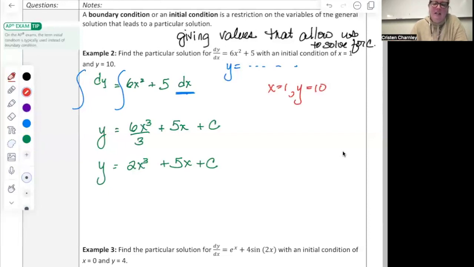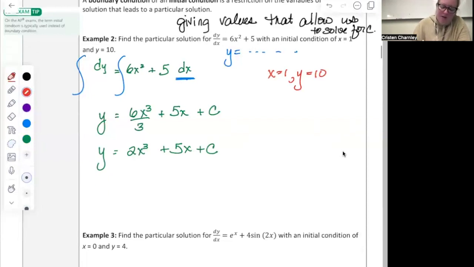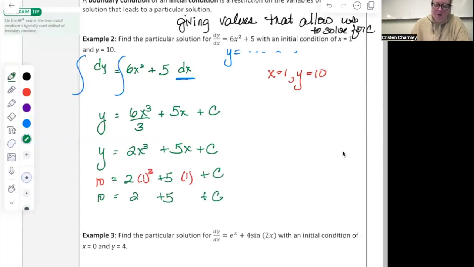So even if I didn't tell you what to do, your instincts would tell you what to do. So you're going to put 1 in for x and 10 in for y. So this is 10. Here's a 1 cubed. Here's a 1. These are looking like holiday colors here. So this is 10 equals 2 plus 5 plus c. When we combine like terms and put it all together, I get 3 equals c.